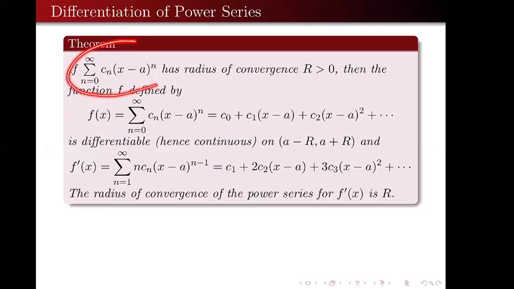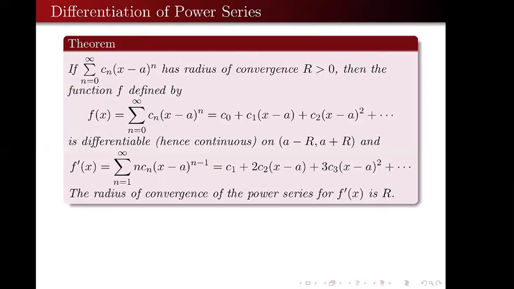If we define this to be the function f of x inside the interval of convergence, then the function f of x, which is this guy here, inside the interval of convergence, is differentiable. The derivative of your f of x, you'll just differentiate term by term. So f prime of x is equal to the sum of n times cn times x minus a raised to n minus 1. So just power rule.